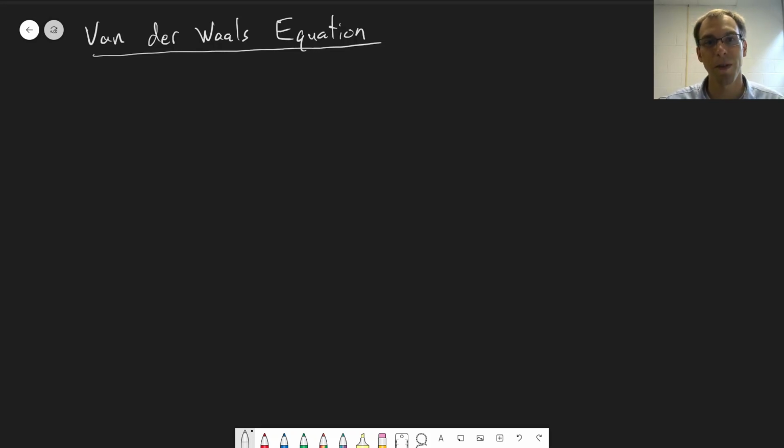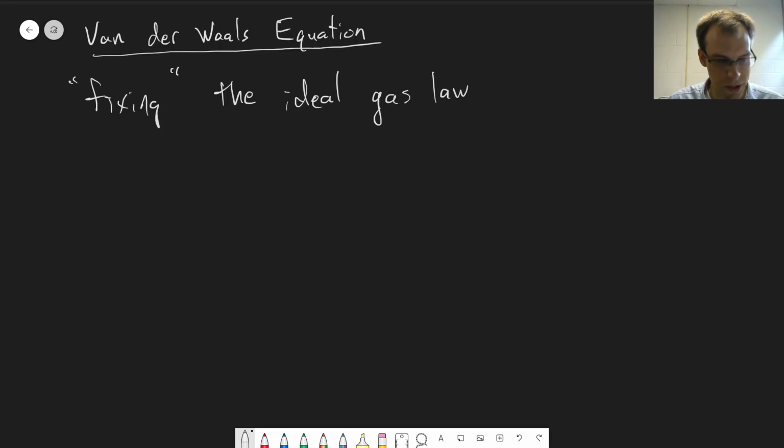So one of the first of these equations that was developed, and one of the ones that has the most straightforward interpretation in terms of physically how it makes corrections, is what's known as the van der Waals equation. This is the same van der Waals that describes van der Waals forces, and these are involved with this, of course. The van der Waals equation is a way to correct the ideal gas law. You can think of it as fixing the ideal gas law for real gases. And van der Waals actually won a Nobel Prize for this work back in 1910.